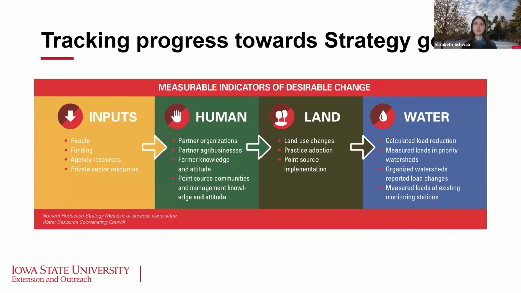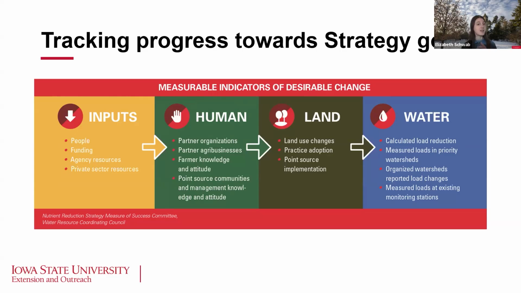Okay, so we have these goals. How do we assess what progress we're making towards meeting these goals? Part of the Iowa Nutrient Reduction Strategy Measurement Project is helping us, again, quantify these various steps that have been taken towards making change. What we have here is the logic model that helps guide our thinking towards how we can evaluate change. We look across four different measurable dimensions.